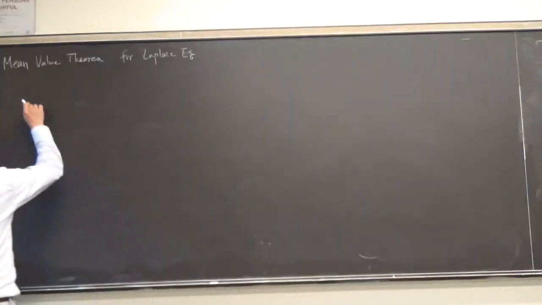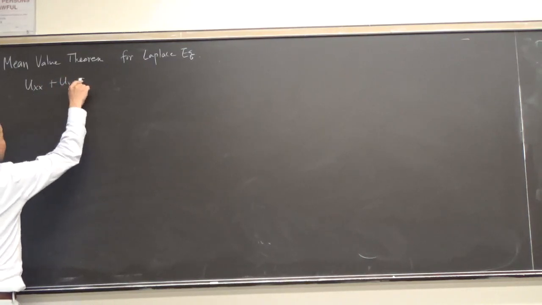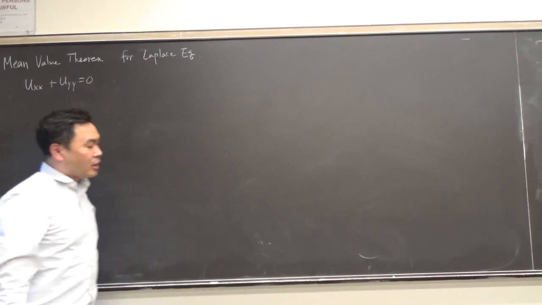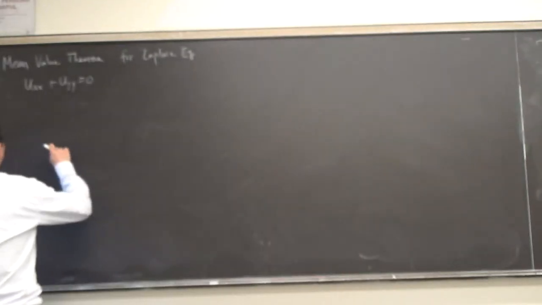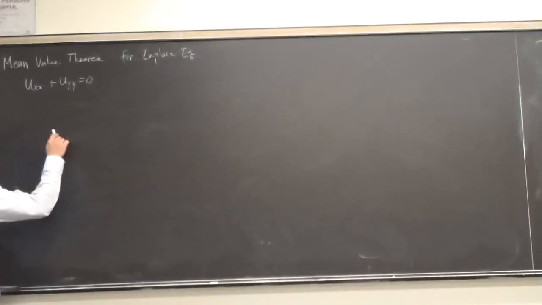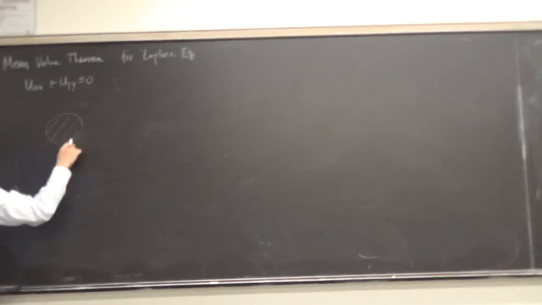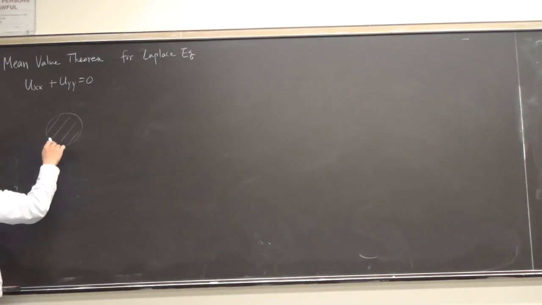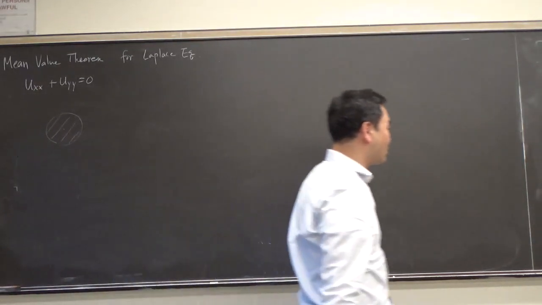So the Laplace equation: u_xx plus u_yy equals 0. I want to show that it satisfies something called the mean value theorem, which says that if you have a solution satisfying this, defined on a circle, then the average value of this function over this disk is the same as the value at the center. That's the mean value theorem.